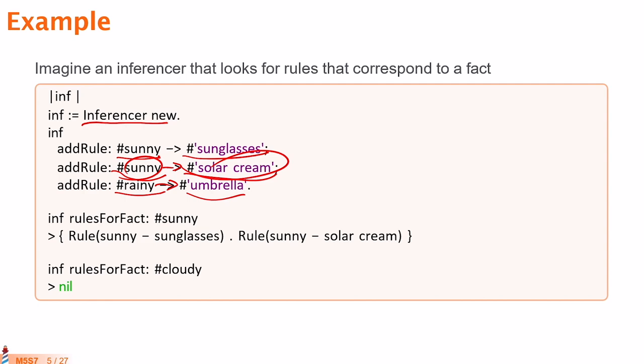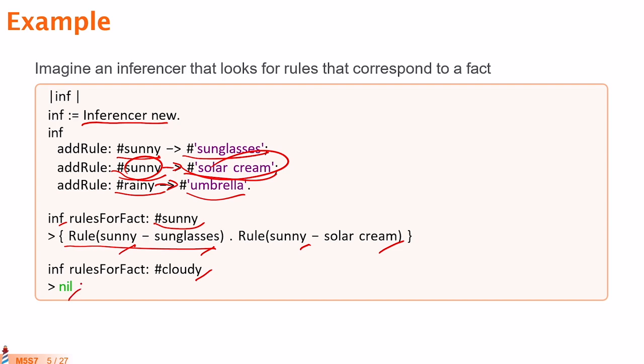Here what happens is that if I take the inferencer and I ask, okay, give me the rules for sunny, it returns a set of rules. So here it's an array where the first rule is, since it is sunny, I'm going to use sunglasses, and since it is sunny, I'm going to use solar cream. Now, what happens if I ask the rules for some weather that was not programmed in the set of rules? For example, here we can ask, what happens if it is cloudy? And right now, our inferencer is returning nil.